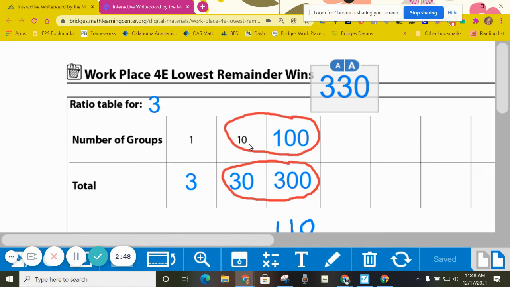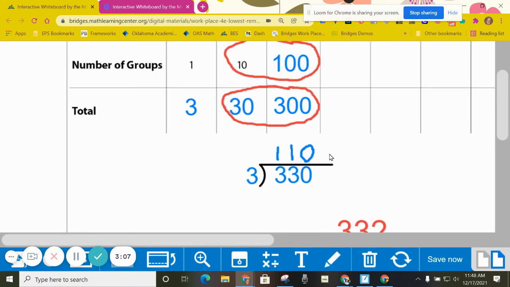So I know that if I do a division problem with 330 divided by 3, my answer is going to be this right up here. It's going to be 110. And hopefully you've done enough ratio tables that you know how all of that works, so I'm not going to go into that any further. Right below that, you're going to go ahead and do the division problem.